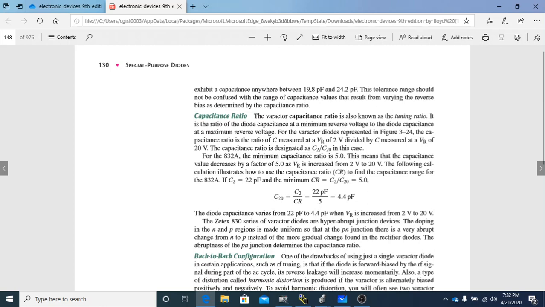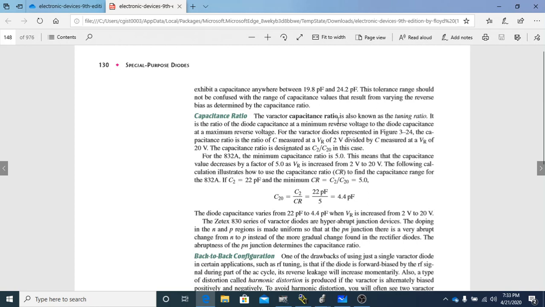This tolerance range should not be confused with the range of capacitance values that result from varying the reverse bias as determined by the capacitance ratio. So here's what we're going to be doing: we're going to be finding out the capacitance ratio, meaning that from this voltage to this voltage, this is how far we can swing. And we're going to be taking information off that data sheet to do so. So what is capacitance ratio?